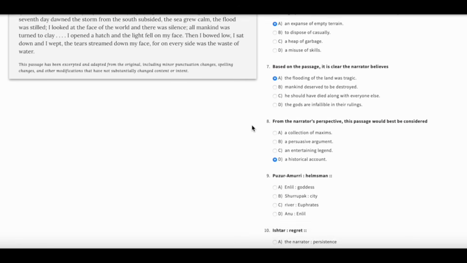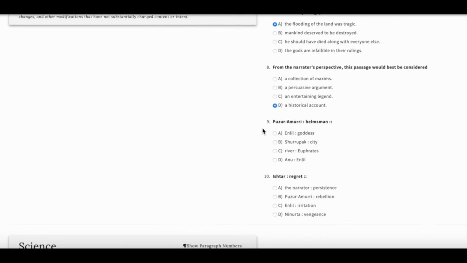Okay, great. All right, so what's the relationship between Pazur Amuri and the helmsman? Do you know what helmsman means? He's the guy who steers the ship, right? Yeah, the guy in charge of the ship. Yeah, absolutely. So he is the helmsman. So now we've got the relationship, and you can read it that way. I would say Pazur Amuri is the helmsman as... Okay, and you read the answer choices the same way.